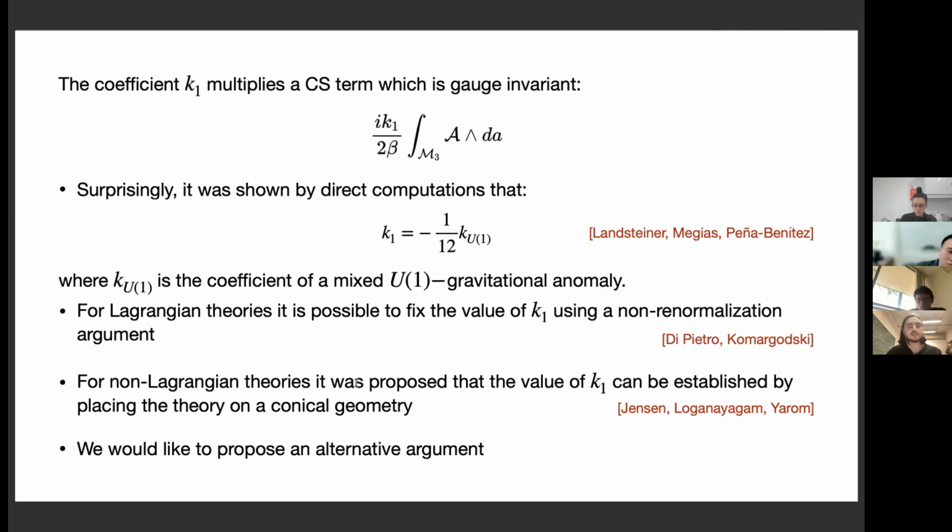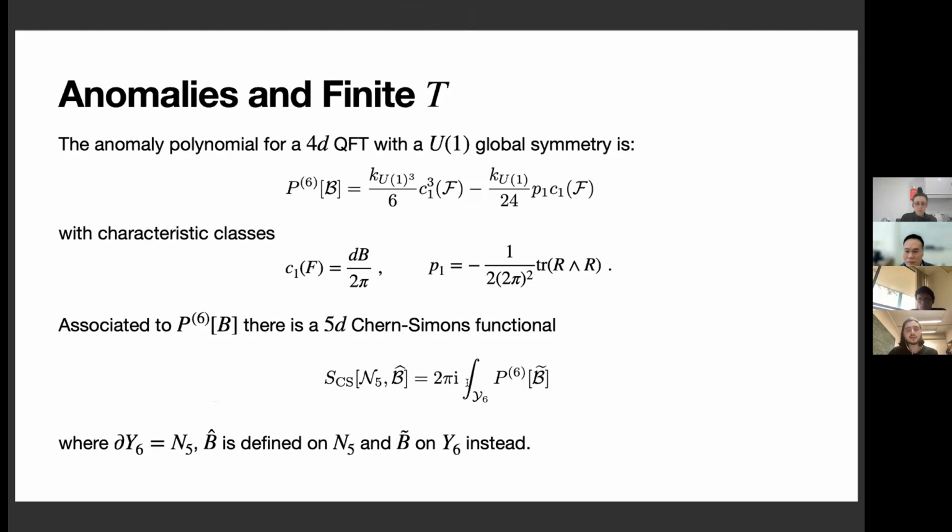However, studying a theory in a conical geometry is very subtle, because there could be localized states and other things that we don't fully understand. And so it would be nice and interesting to find a slightly different reformulation of this problem. And this is what we decided to tackle in my paper with Cantaro. So let me remind you of some facts about anomalies and then how we apply them in the finite temperature situation.